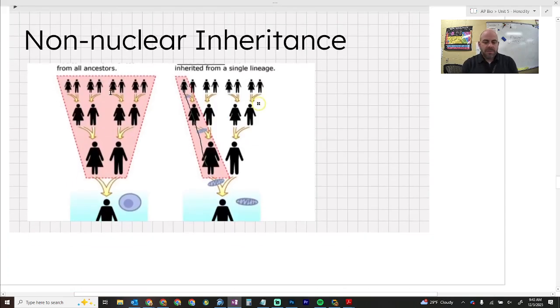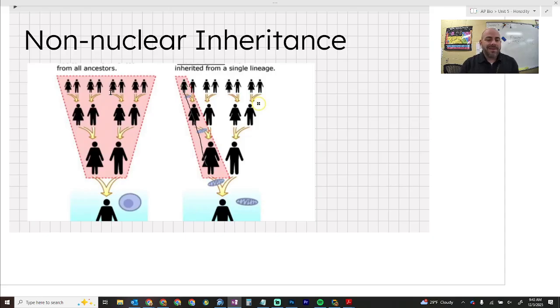Non-nuclear inheritance. That sounds weird. Nuclear here is not like nuclear power, but it is like nucleus, right? It is like the nucleus of a cell. So where is some non-nuclear DNA? It's found in the mitochondria. And so you can have mitochondrial genes that are inherited. In fact, we all have mitochondrial genes inherited, and they only come from one place. They come from your mother.